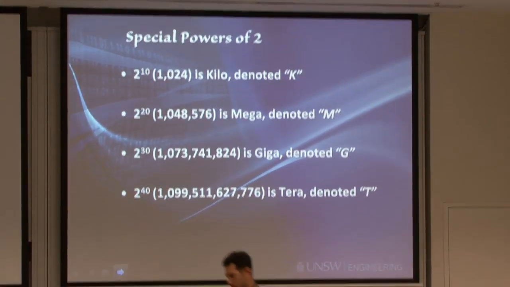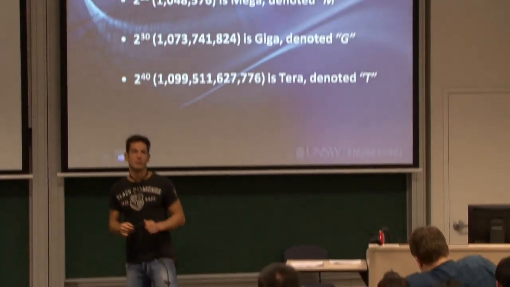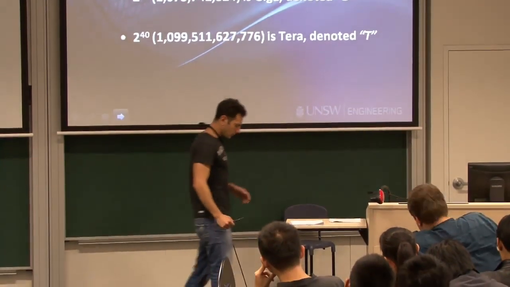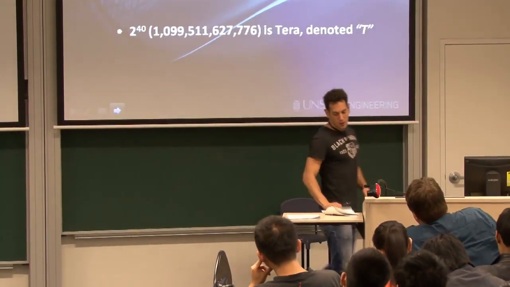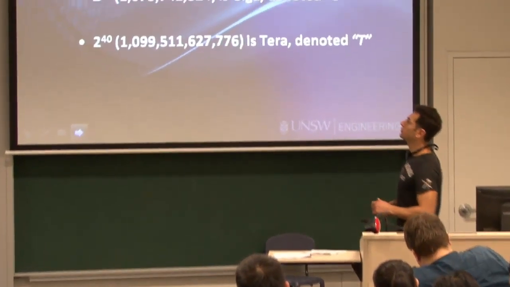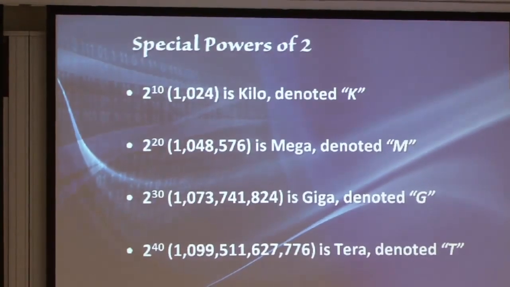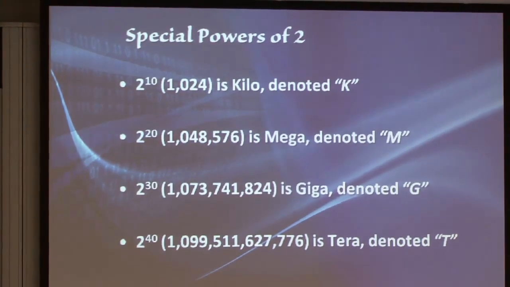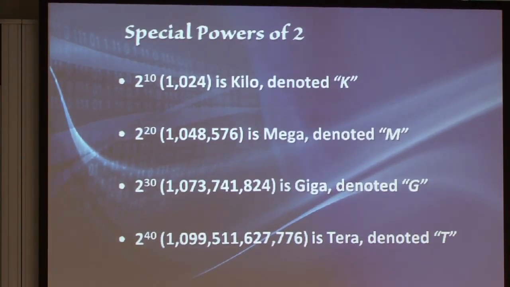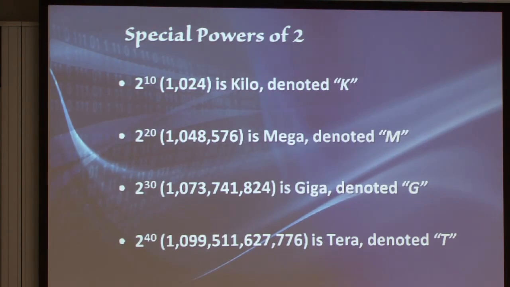Now, speaking of computer language, we have this terminology. You must have all seen it before, for special powers of 2. So 2 to the power of 10 is a kilo, as in kilobyte. 2 to the power of 20 is mega. 2 to the power of 30 giga. And 2 to the power of 40 is tera. So, you know, you buy a 2 terabyte hard drive, and you have a modem that's 28 kilobits per second because you haven't upgraded yet, and so on.